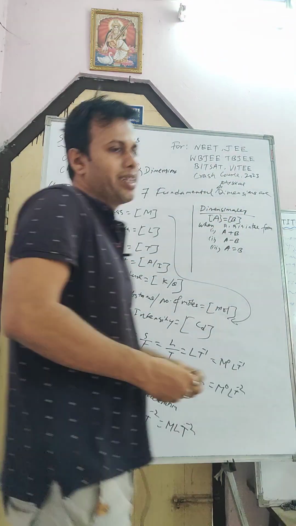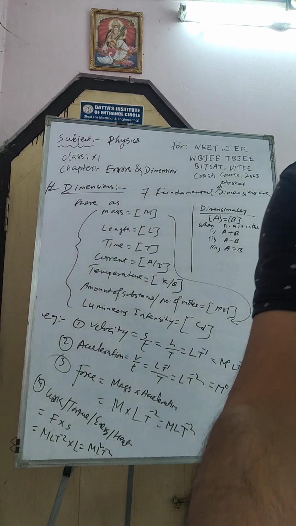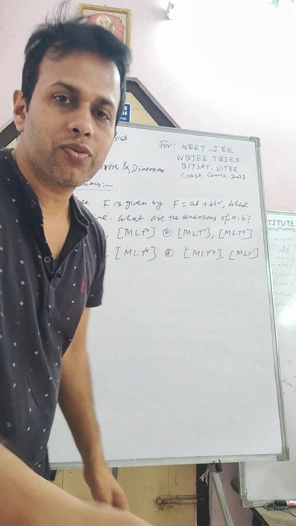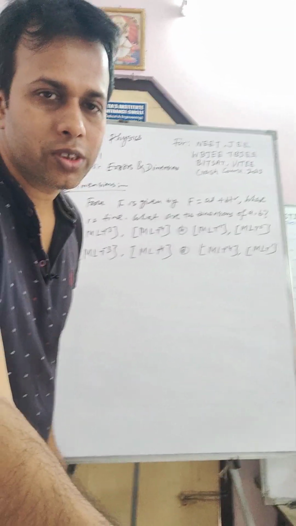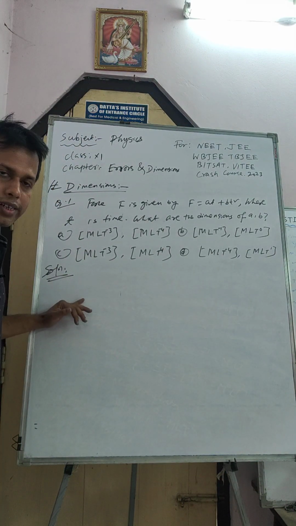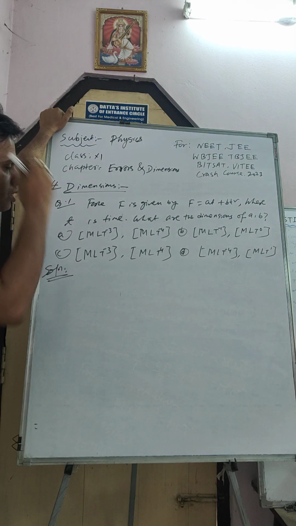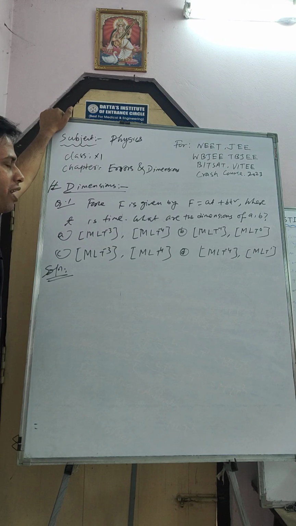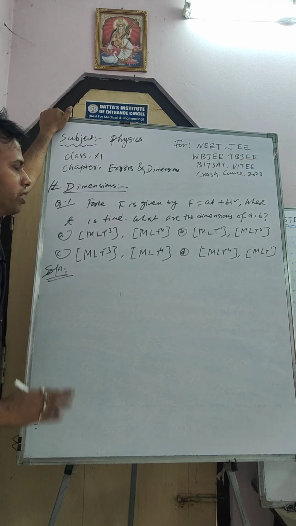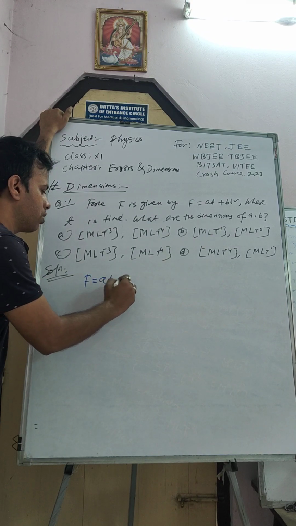So let's try some previous year questions from NEET or JEE. Students, our first question from dimensions came in NEET, IIT, and AIIMS also. The question is: the force F is given, F equal to a t plus b t square, where t is the time. What is the dimension of a b? Here a and b are constants, so we have to find the dimension of ab from that relation.